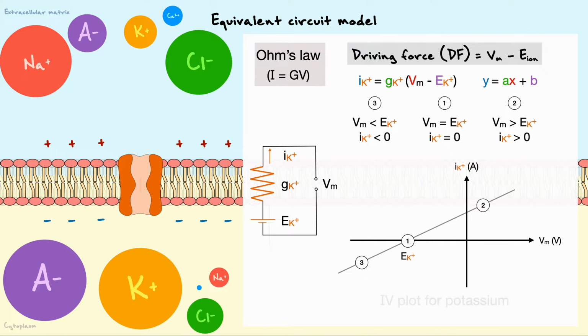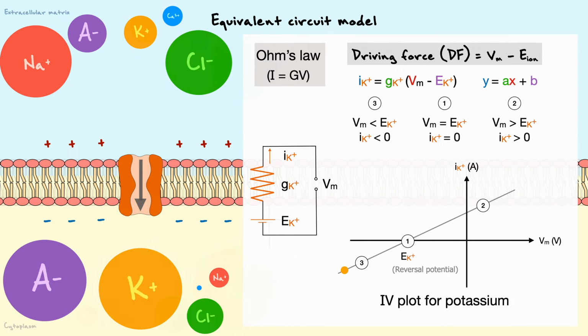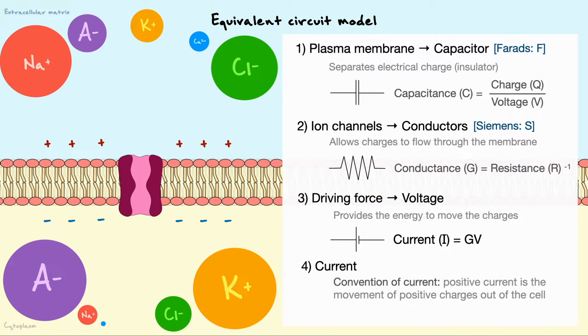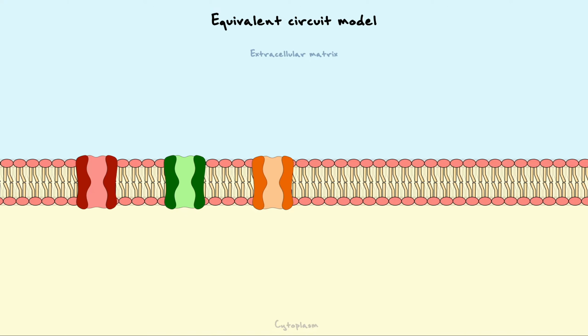This graph is usually referred to as an IV plot, and it allows us to illustrate in which direction current flows depending on the voltage. This is a graph that we will see again and again throughout this video. For terminology's sake, you might sometimes see the equilibrium potential be named as the reversal potential because it is the value beyond which the current direction reverses. Back to this figure, we now have all the basic analogs to properly compare the neuron to a circuit. I just want to mention that the voltage is in units of volts and that the current is in units of amperes.